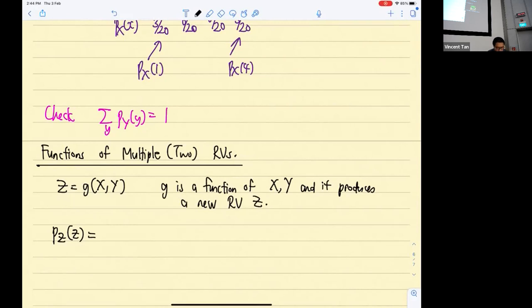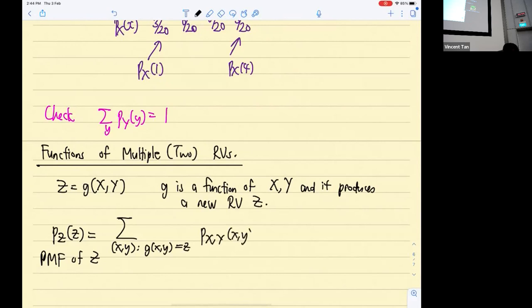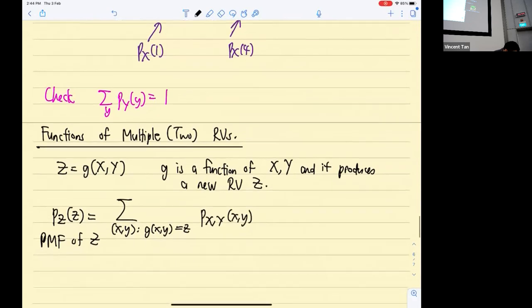Anyway, I want to figure out what is the probability mass function of Z. This is the probability mass function of a new random variable Z. Now, the way to do this, the formula looks a little bit involved and complicated, but I'm going to describe to you how to actually use it in a moment. What I mean by this notation is I'm summing over all possible pairs of X and Y such that g of X, Y is equal to z, and I'm taking P of X, Y here.